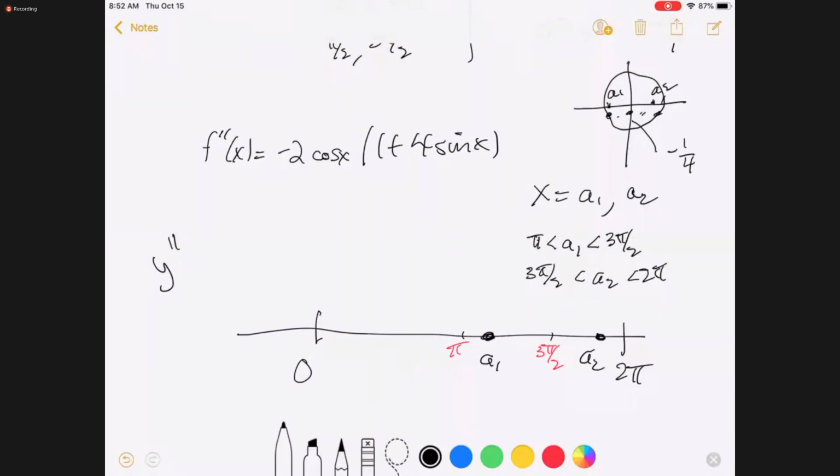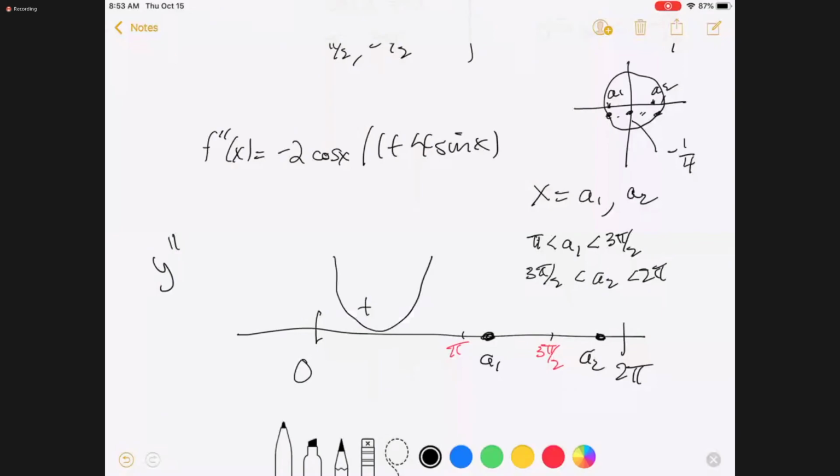Okay. All right. So we were checking intervals. Let's see. At pi, well, the cosine of pi is -1, right? So that's -1 times -2. That's a plus. At pi, well, sine is 0, so that's going to give you a plus overall. Concave up.